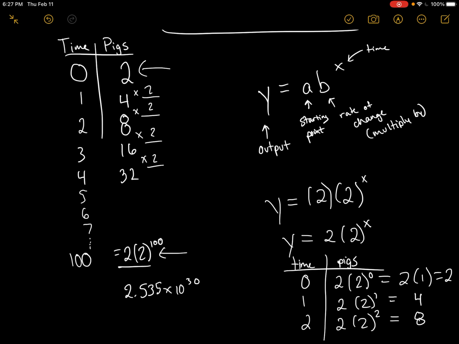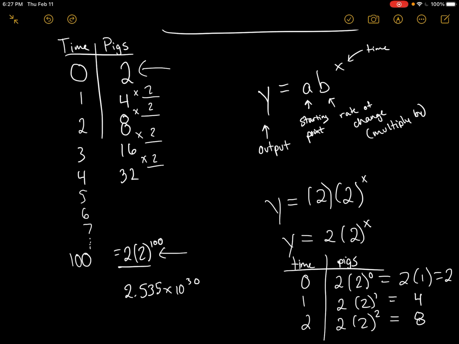I should make sure I did that right. I'm going to punch this in one more time. 2 to the 100th power times 2. Yeah, that's it. So we'd move this decimal point over 30 times, and you'd see that would be a lot of pigs. We would maybe have the whole house filled or more with just guinea pigs.